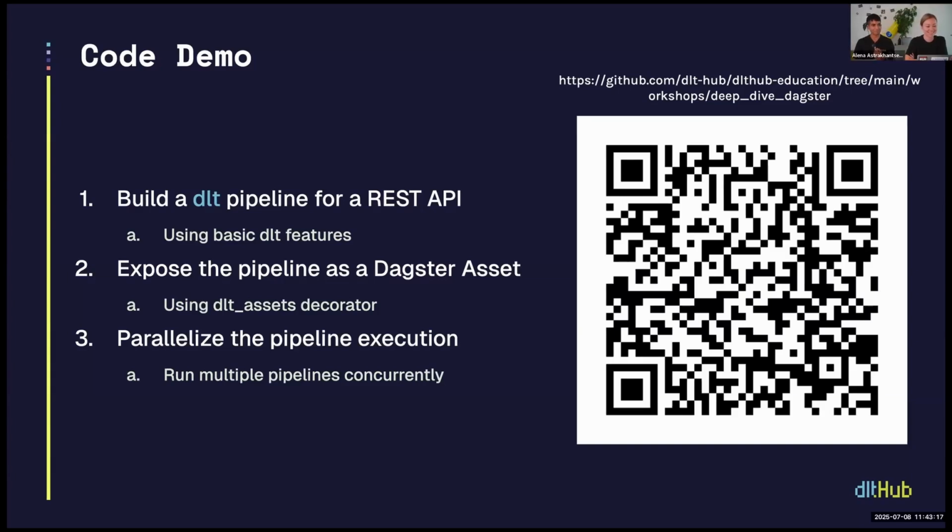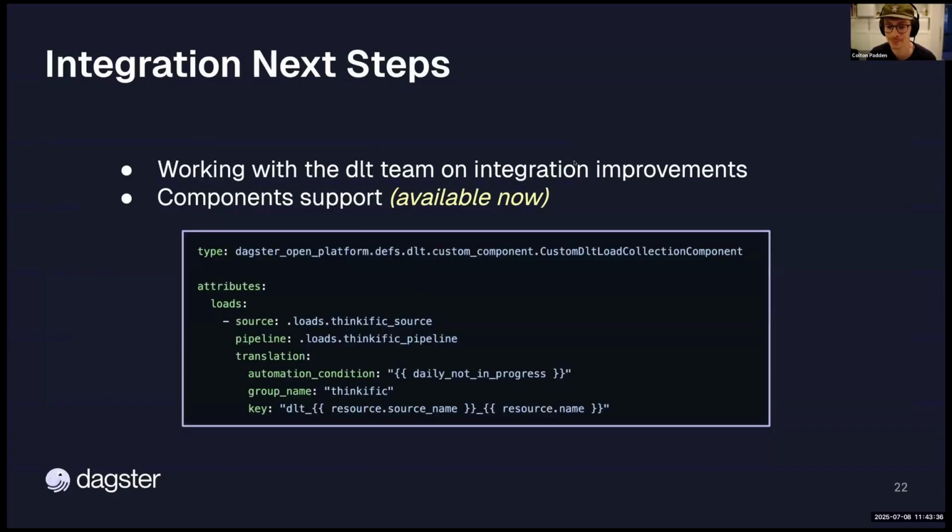Yeah, to wrap up your demo, which you already said, you showed how to use just vanilla DLT from a Colab notebook. You showed how to use the DLT assets decorator from the DLT integration, then how to take it one step further and create a factory pattern to add concurrency into the mix, which was super impressive. Thank you. Yeah, so what's next?